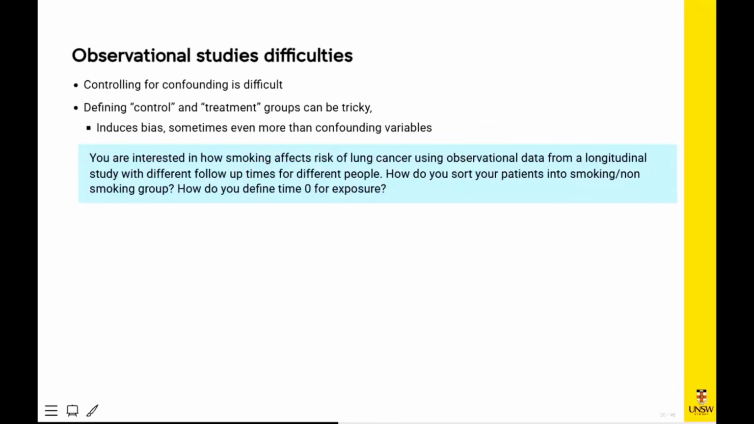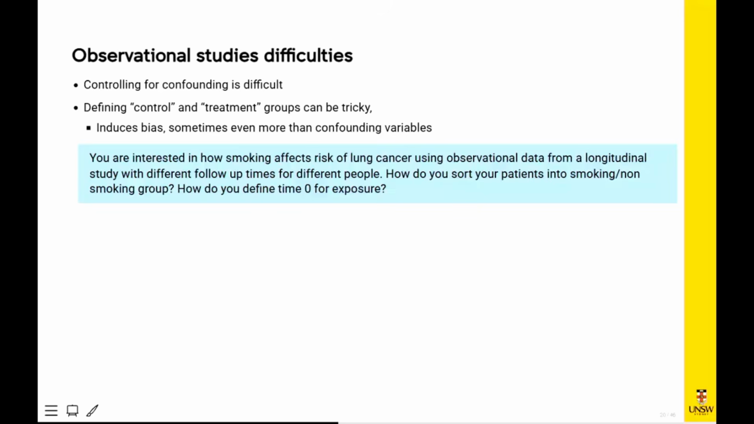Okay, so for example, if you are a researcher looking at smoking and lung cancer, you may be using some observational data from a longitudinal study. We've got different follow-up times for different people. So there are a few things that you need to really think about, and they're actually kind of hard to do. So how do you sort your patients into smoking and non-smoking groups? Is somebody who smoked for 10 years before being included in the study a smoker or a non-smoker?